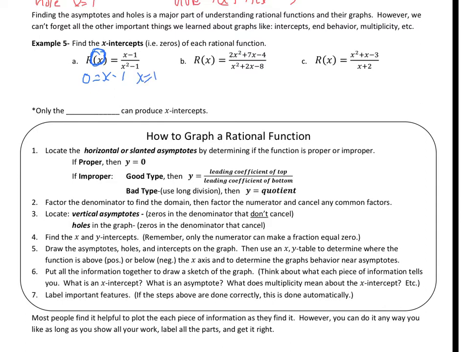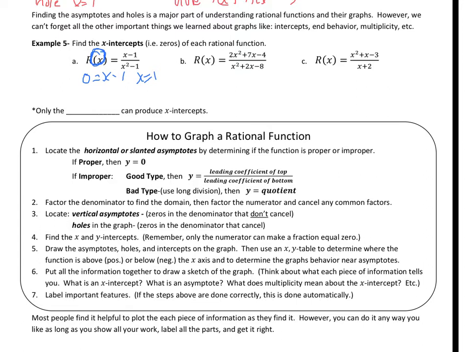At 1. Except in this one, what do I have at 1? Look up the page a little bit. We have a hole at 1. So it's going to go right to 1, we're going to put a little hole in, then it continues on right after that. When we graph this, we'll show you that. For now, our x-intercept is at 1, except it's not, because there's a hole, but anyway.